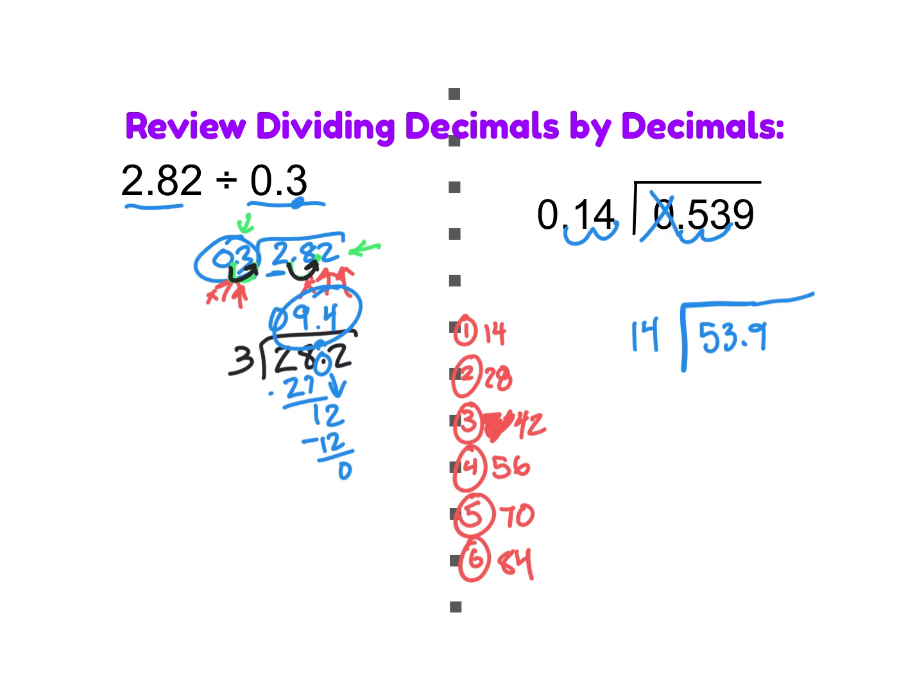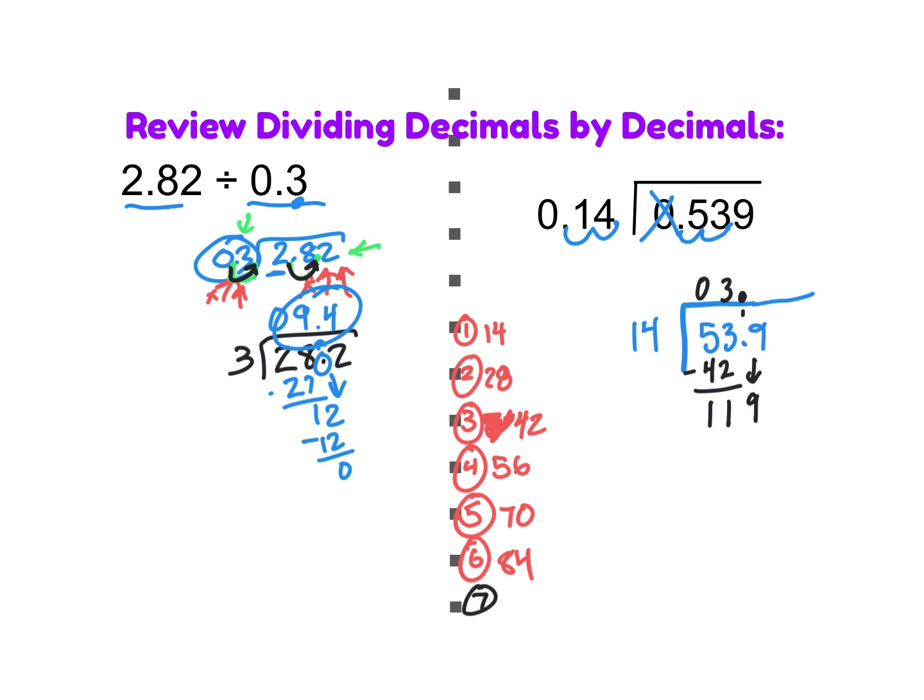So again, 14 goes into 5, 0 times. 14 goes into 53, 3 times. 3 times 14 is 42. Subtract, I get 11. When I bring down this 9, I got to bring up my decimal point. Uh-oh, we've got a little bit of a problem. I only go to 84 here, so I got to add some more.